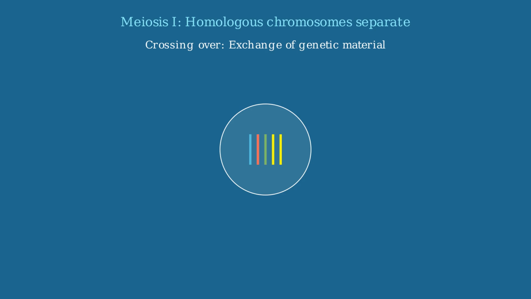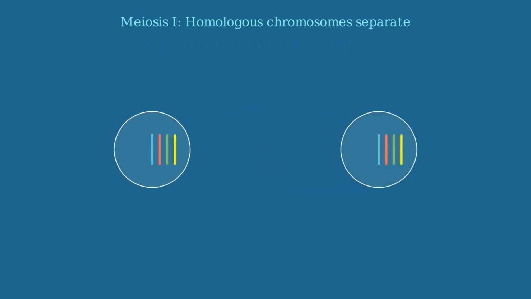Before separation, crossing over occurs, exchanging genetic material between chromosomes. During crossing over, sections of DNA are exchanged between maternal and paternal chromosomes, creating new genetic combinations. In meiosis 1, homologous chromosomes separate into 2 daughter cells. The chromosome number is reduced from diploid 2n to haploid n.